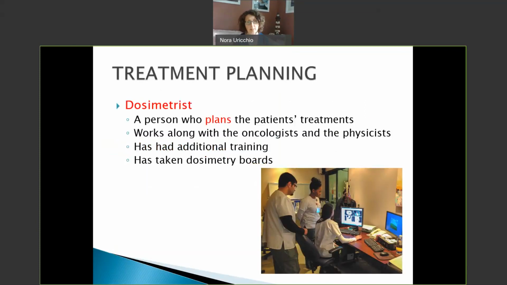The next step after the simulation is done is the treatment planning process. We actually will send all the images that we're taking during simulation to the computer. A dosimetrist is a person who actually does the planning. They work off of the doctor's instructions. They do work closely with the doctors and the physicists. They do have additional training and have taken boards. So this is something that radiation therapists can often advance into.